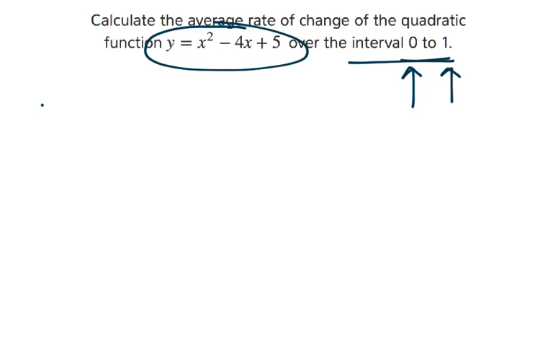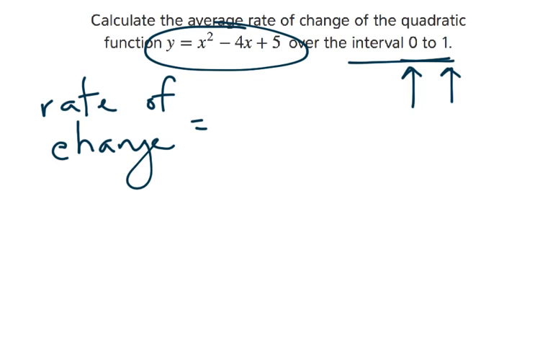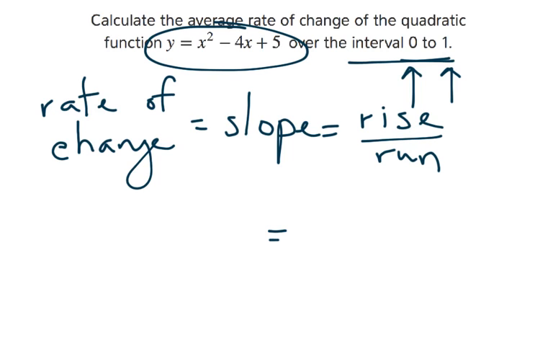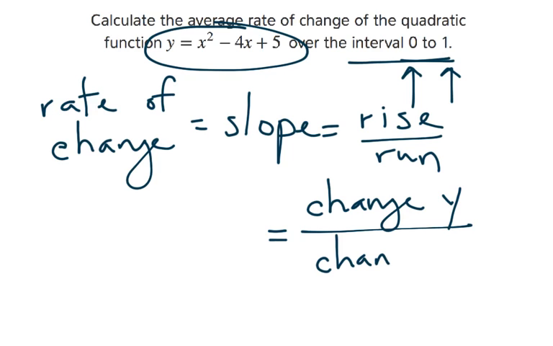Okay, so remember, rate of change is basically slope. That is slope, and that is basically rise over run, also known as change in y divided by change in x. Okay, so that's all really important to keep in mind, but that's what we're looking for here.